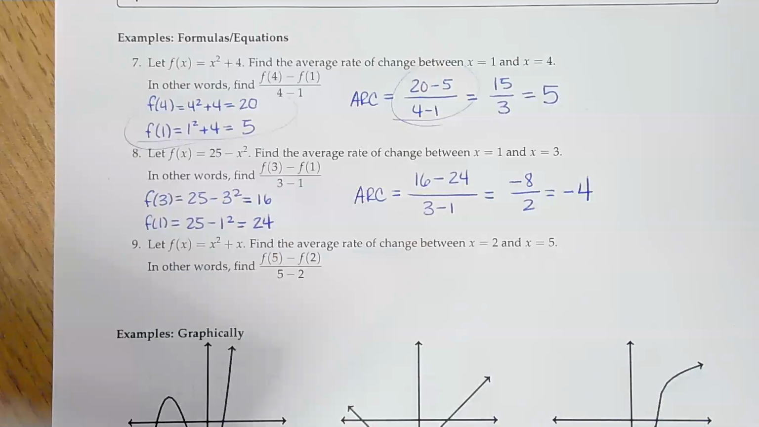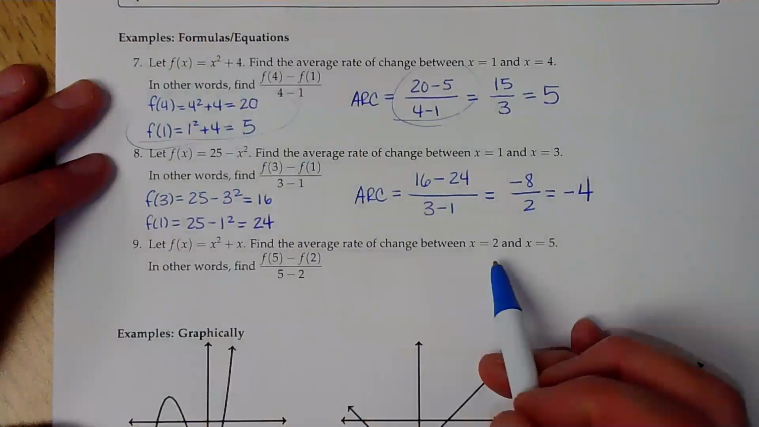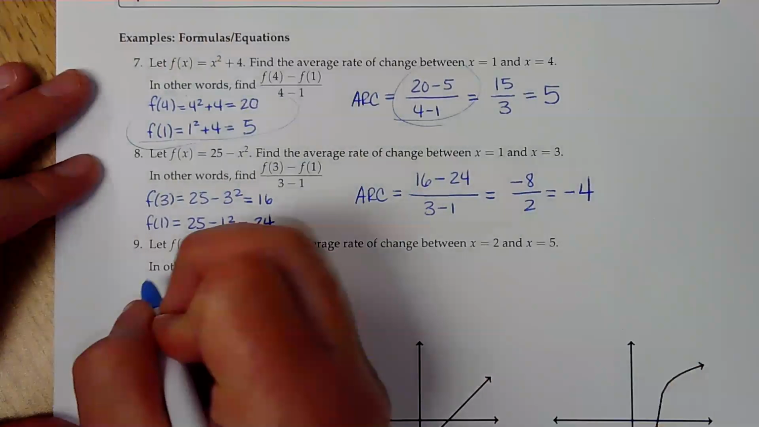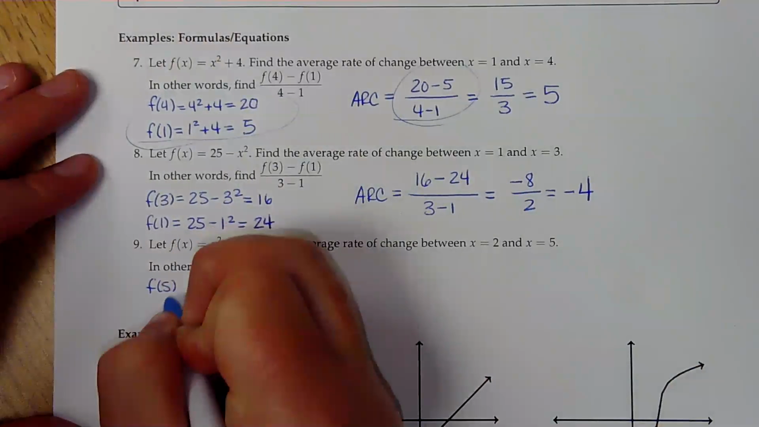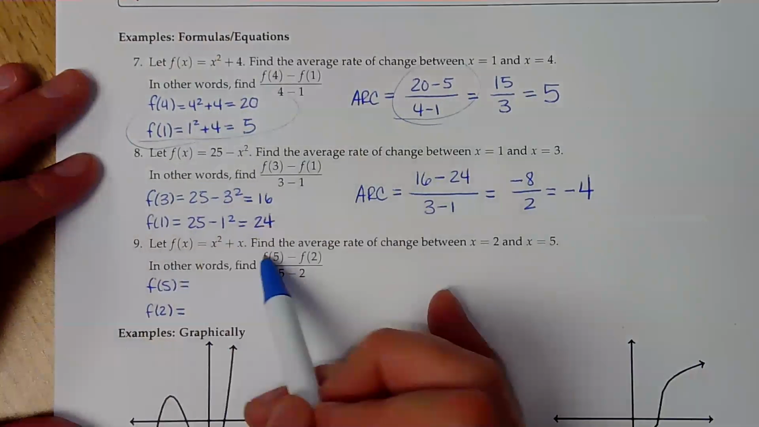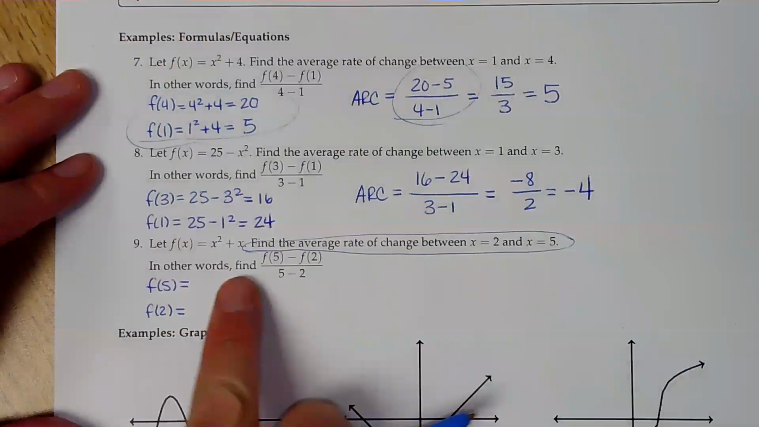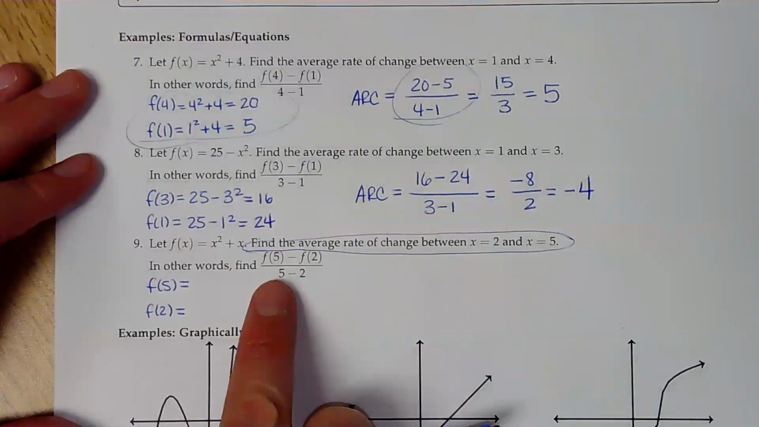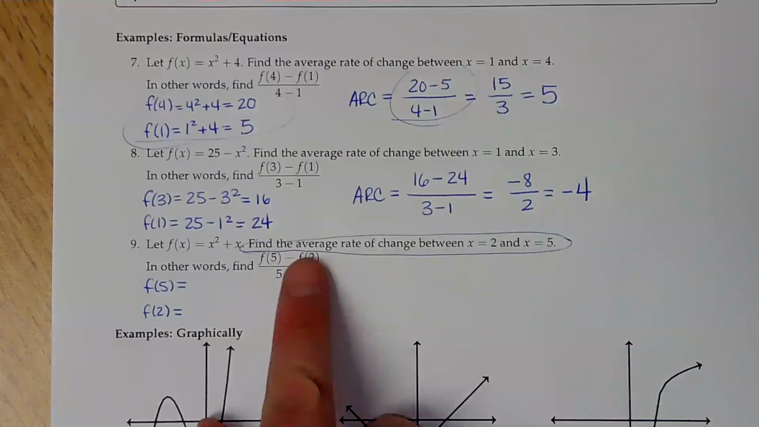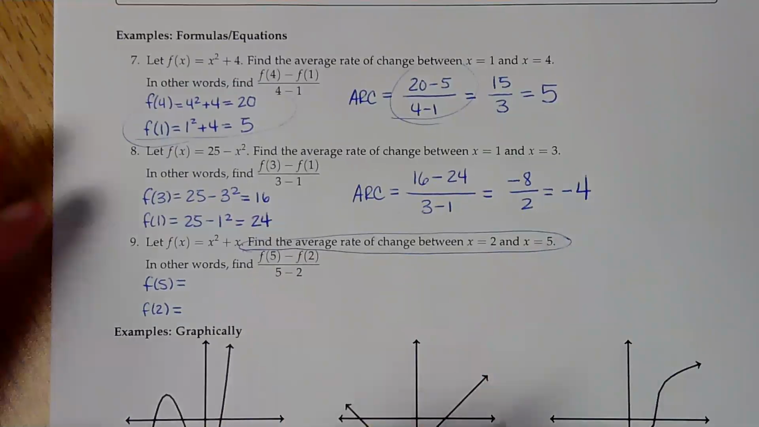All right, let's give this last one a whirl. So I have f of x is x squared plus x, and we're interested in the average rate of change between x is 2 and x is 5. So I'll need f of 5 and f of 2. Okay. And it's really important that you start to put these two ideas together. So if you're asked to find the average rate of change, you're always being asked to use this formula here. The problem may not say, in other words, find this, but if you see any wording to that effect, this is what you're being asked to do.